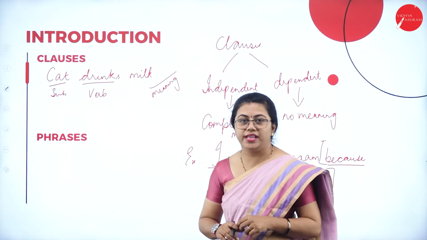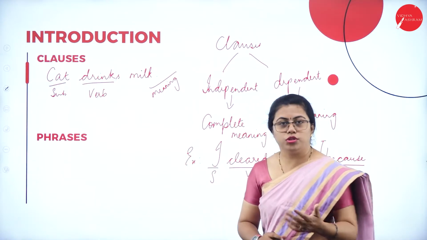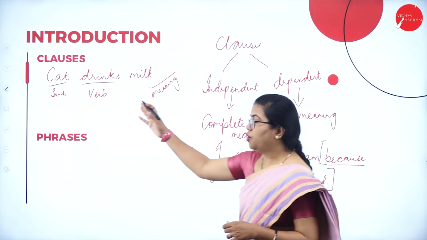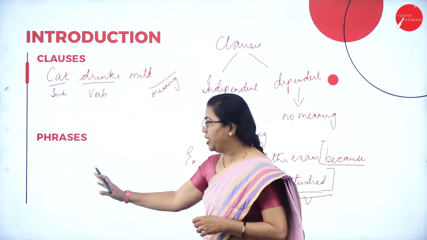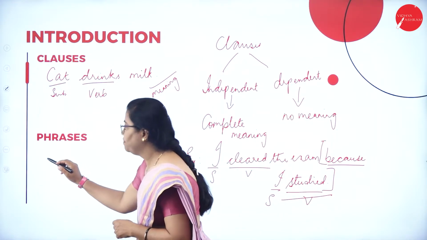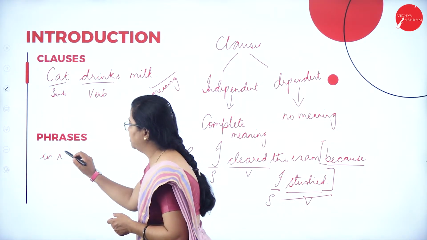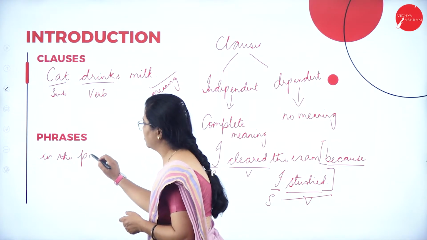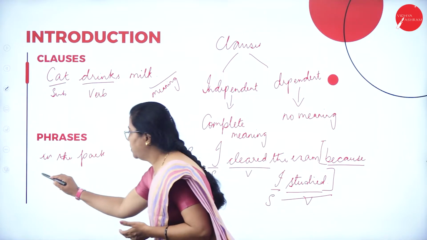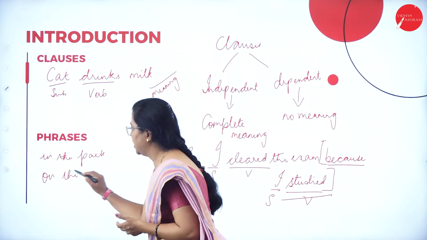Now we come to phrases. Phrases and clauses both are groups of words, but phrases will not have verbs in them. Clauses will have verbs in them. Phrases will not have verbs in them. So let me just give you an example. Something like, in the park. So this is an example of a phrase. In the park, on the table.